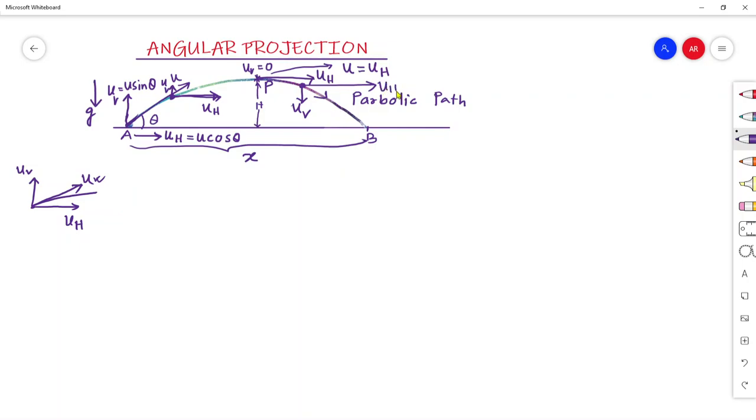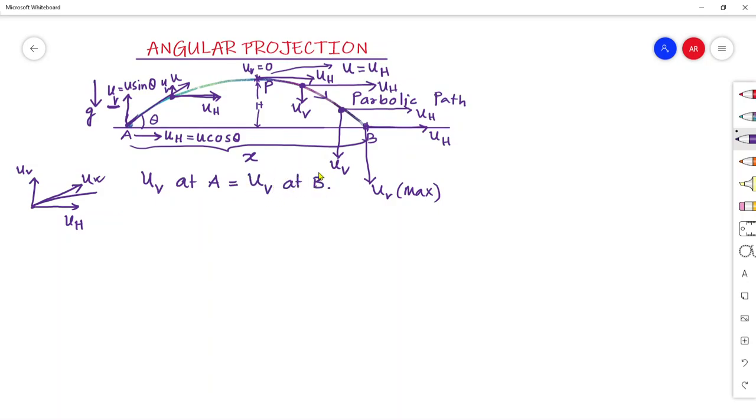So UH stays the same as before. UV now increases. And UV here is again increased more than before, but UH is still the same. And when it is going to hit the ground, the same UH, there is no change in UH throughout its path, but UV here is maximum, and it is as much as right here when it was projected from the point A. So the vertical velocity at point A is the same as the vertical velocity at B.